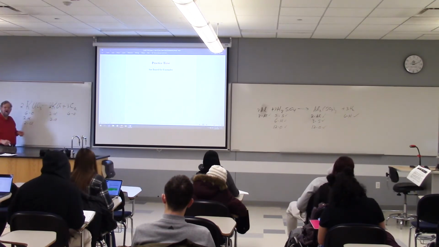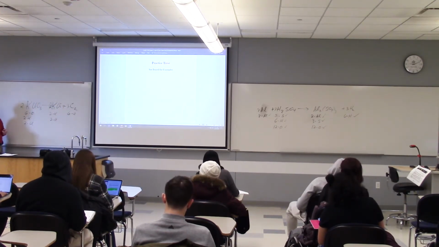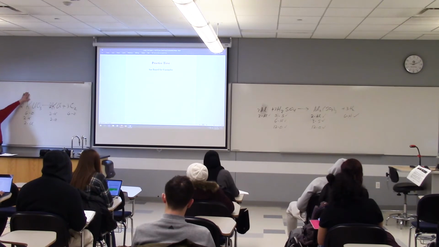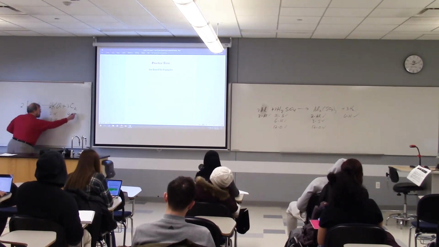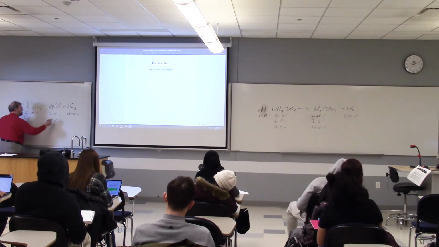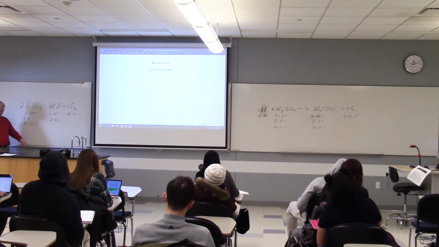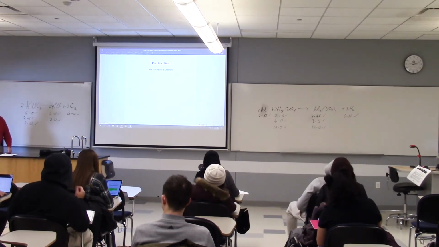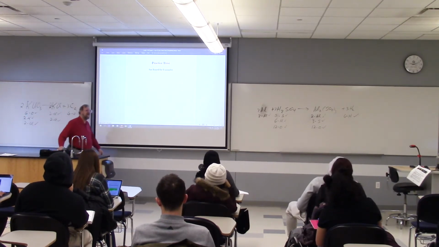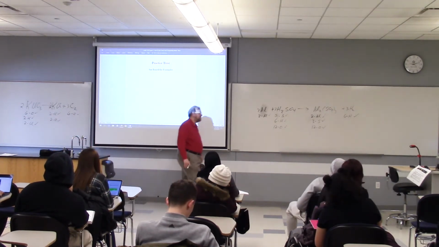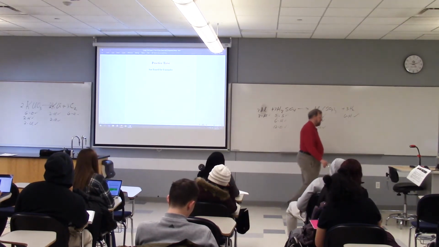And now I'll do my final check. And that is, do I have the same type and same number of atoms on both sides of the arrow? Remember, these are reactants, these are products. And six oxygen, two potassium, two chlorine, success. And that's how you do even odd. I call it a trick, but it's a skill.